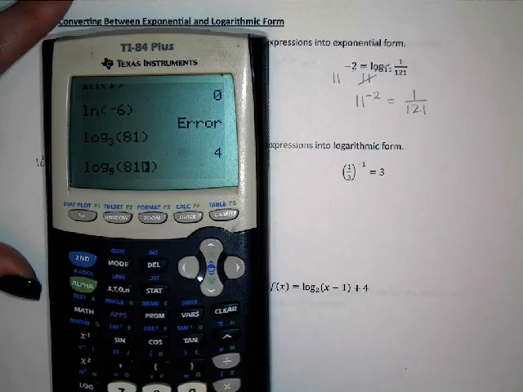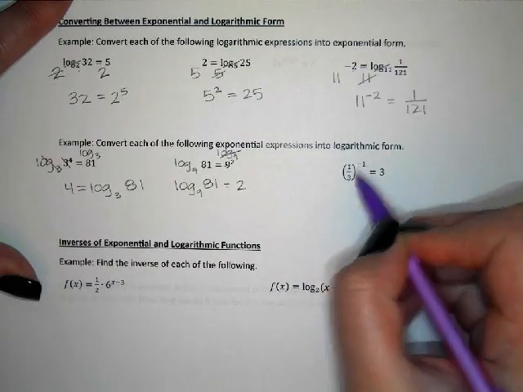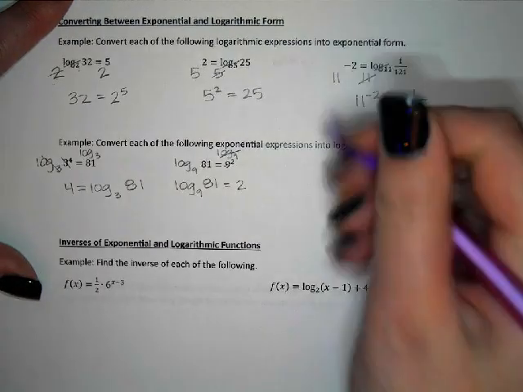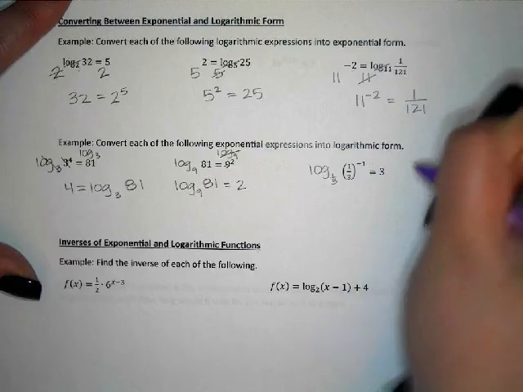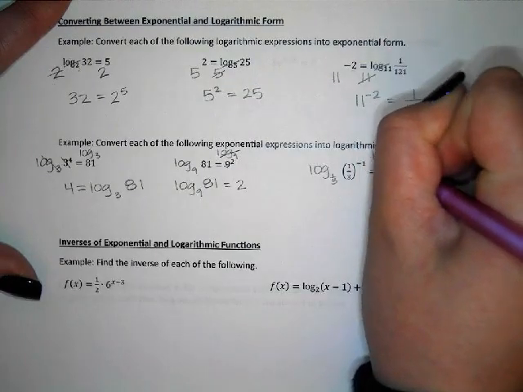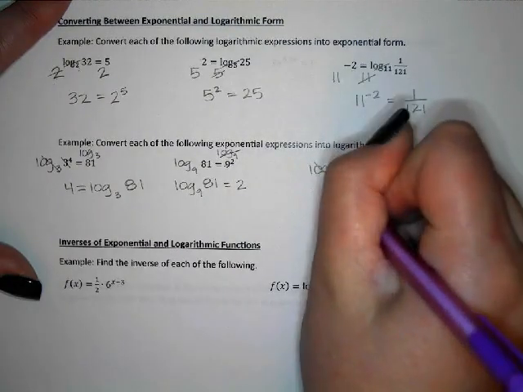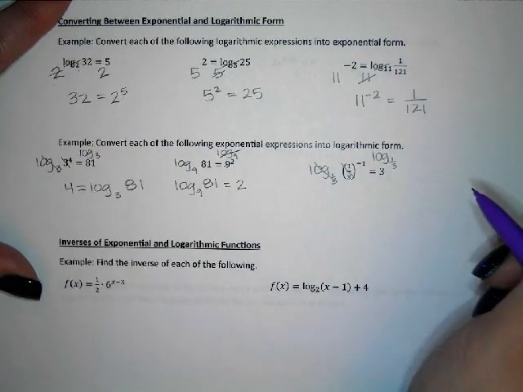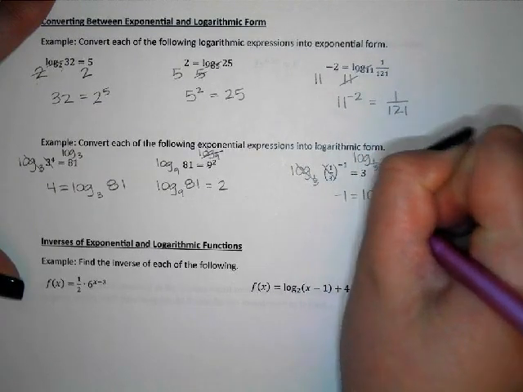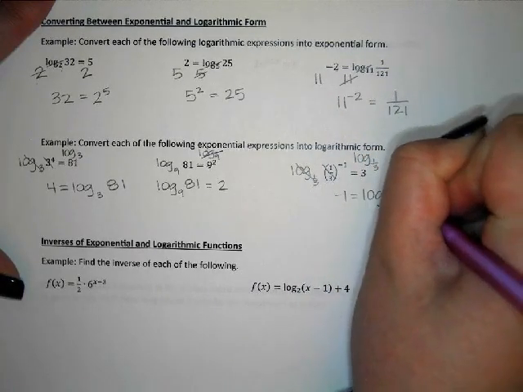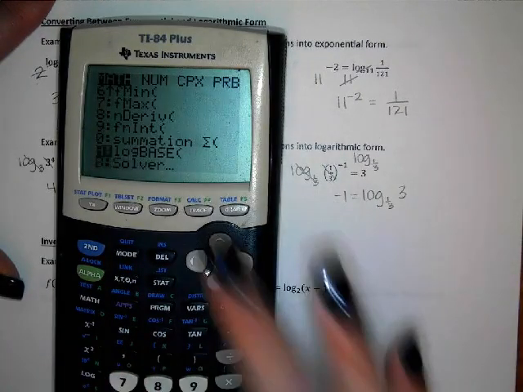Okay, for this last one, the base is 1/3. So I'm going to do a log base 1/3 on the left side, a log base 1/3 on the right side, and the log base 1/3 and the base of 1/3 cancel out. And I get -1 equals log base 1/3 of 3. And I can just make sure I got that right. Log base 1/3 of 3 is -1.